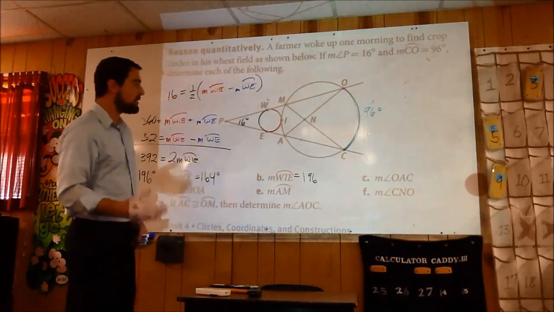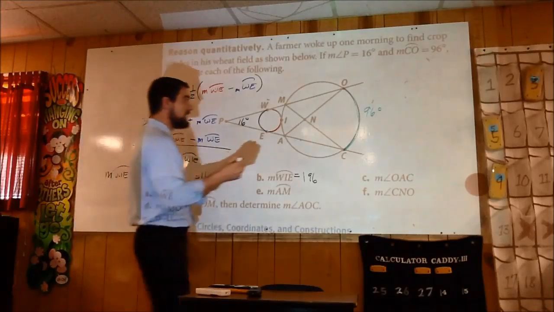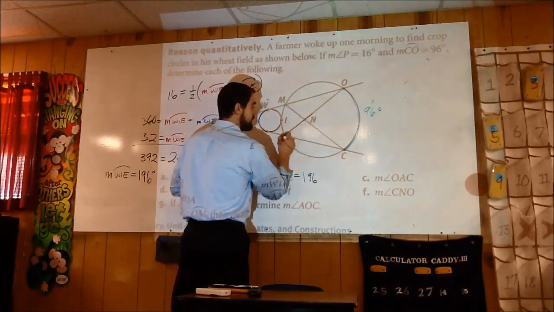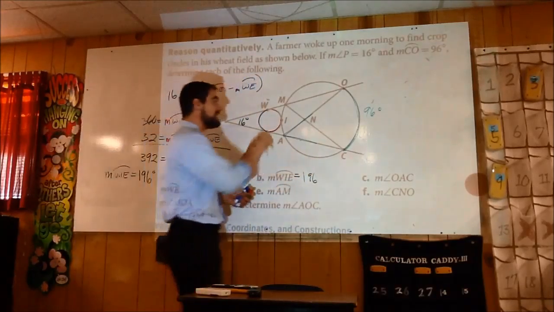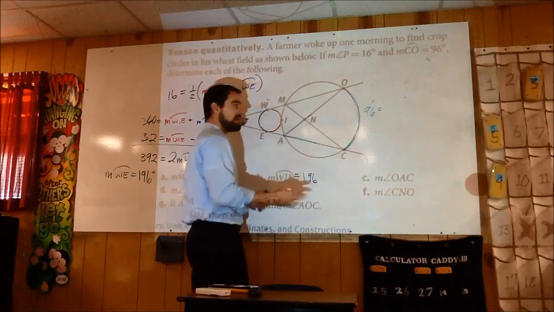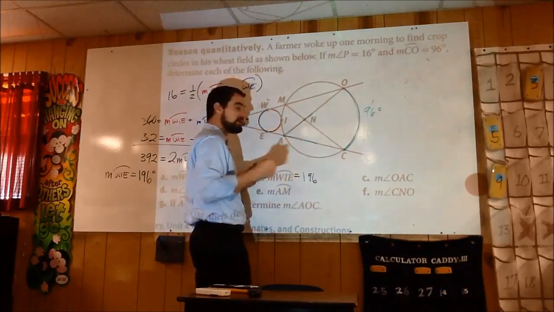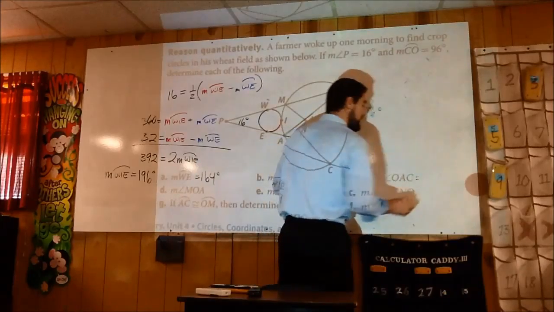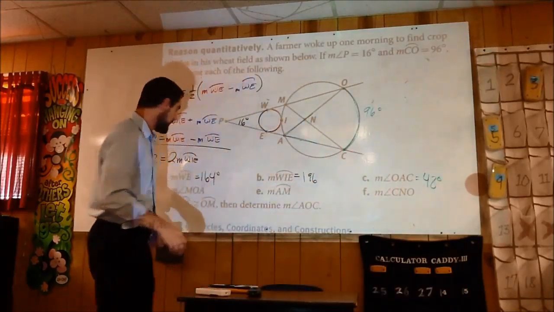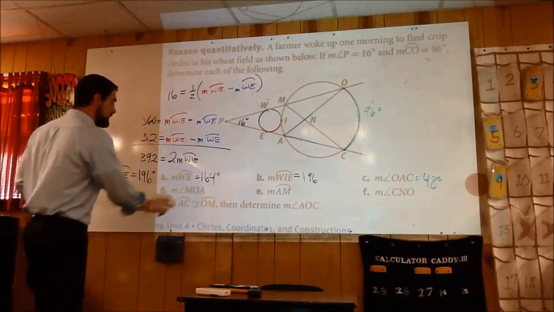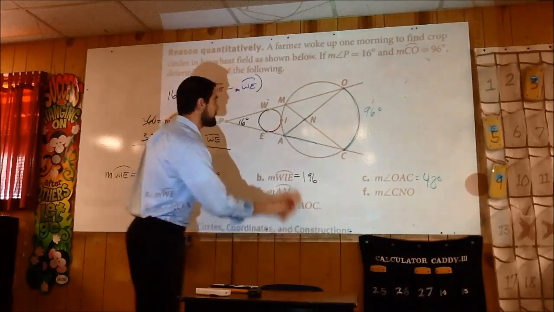So the next is the measure of angle OAC. Well, angle OAC is this guy right here. That's an inscribed angle because the vertex is on the circle and it's intercepting this arc that is 96 degrees. So the relationship between that and the intercepted arc is it's 1/2. So that's very easy. This is 48 degrees. From there, the measure of angle MOA and arc AM.